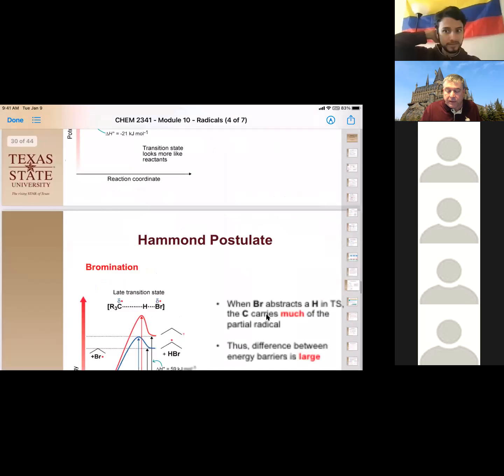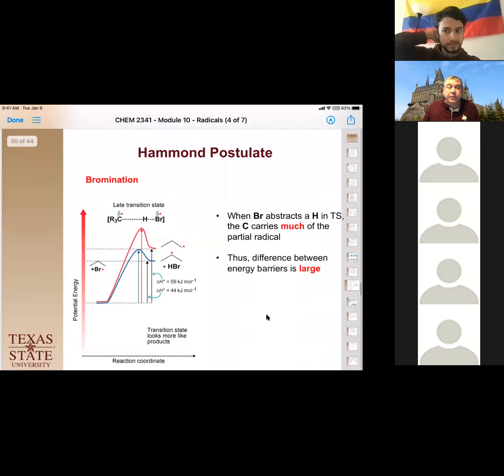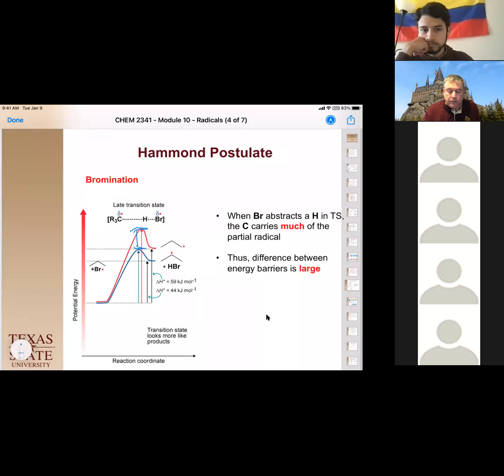If we do that with bromine here, because the abstraction at the primary site is endothermic, it has a much higher transition state here. Okay, that means if it has a much higher transition state, you have to put a lot of energy into that system, and more of these are going to react before you even have enough energy to get to here. Therefore, because that abstraction of that primary hydrogen is endothermic, we get almost exclusive abstraction of the secondary hydrogen, leading it to the major product.